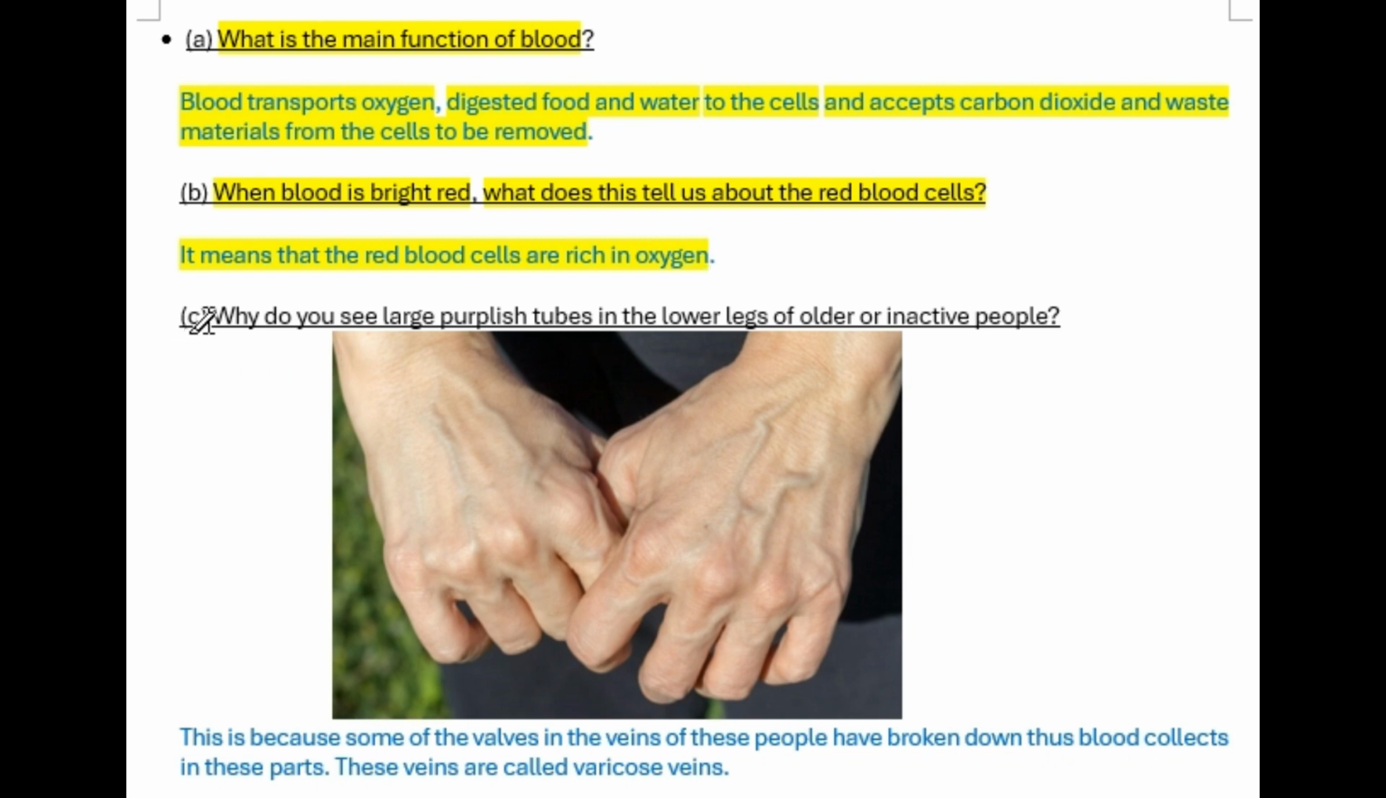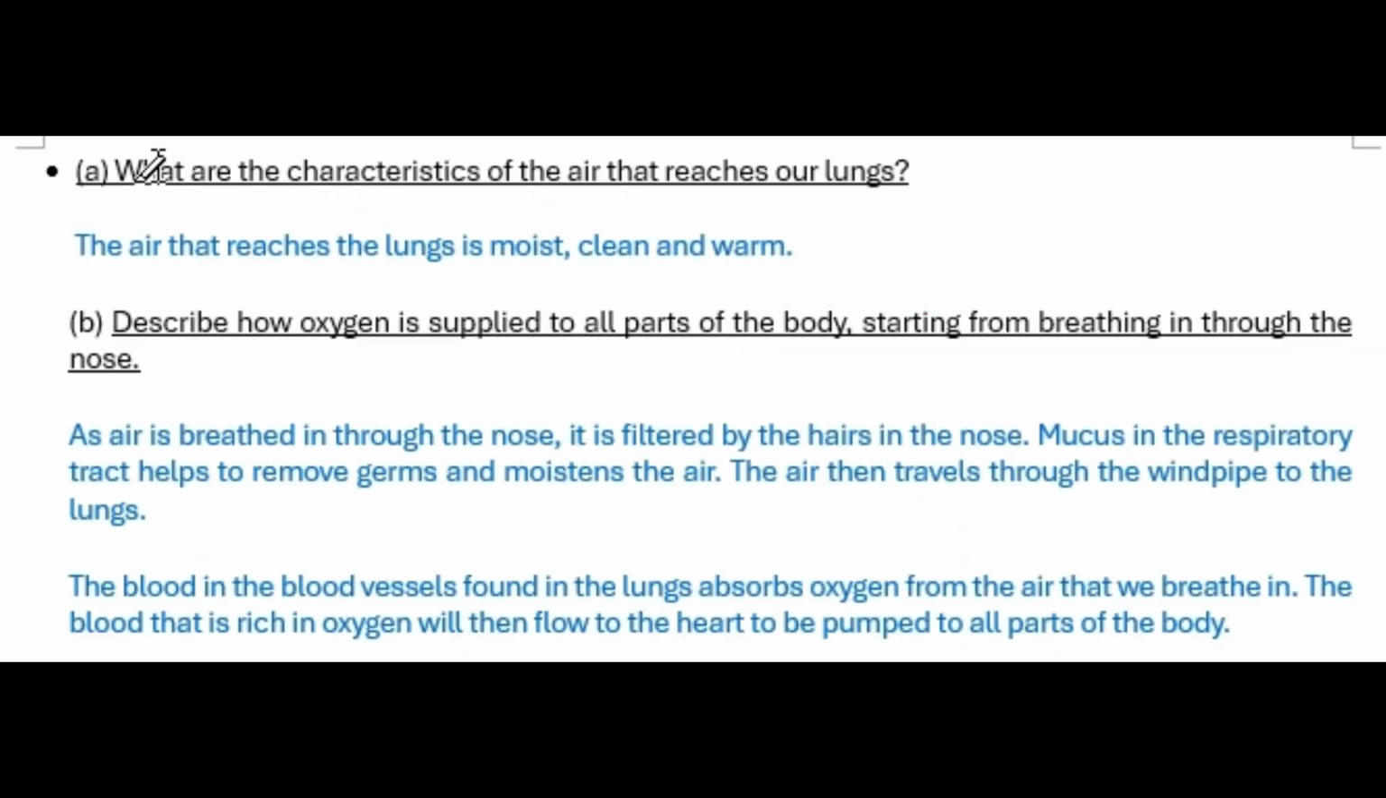C. Why do you see large purplish tubes in the lower legs of older or inactive people? This is because some of the valves in the veins of these people have broken down, thus blood collects in these parts. These veins are called varicose veins. E. What are the characteristics of the air that reaches our lungs? The air that reaches the lungs is moist, clean and warm.